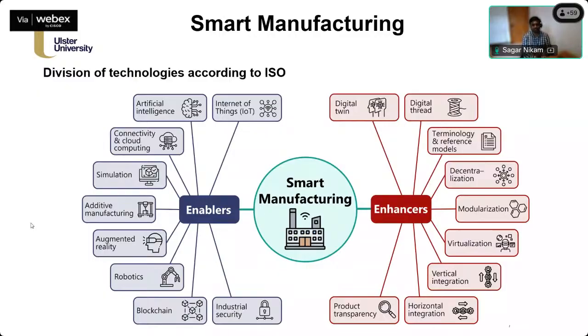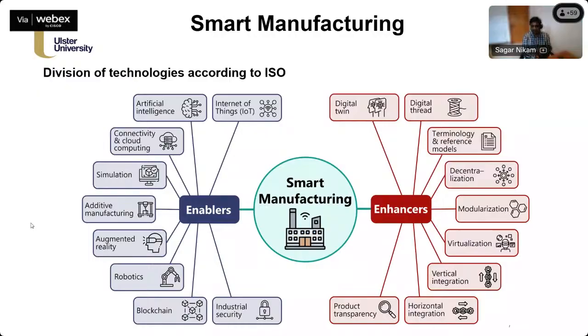So in the enablers, as I said before, there are IoT, then artificial intelligence, then cloud computing, precision manufacturing, additive manufacturing, then augmented reality, which has been quietly supportive in smart manufacturing, robotics, blockchain, and industrial security, or what we call cybersecurity. So these are completely mature, and they are currently supporting smart manufacturing.